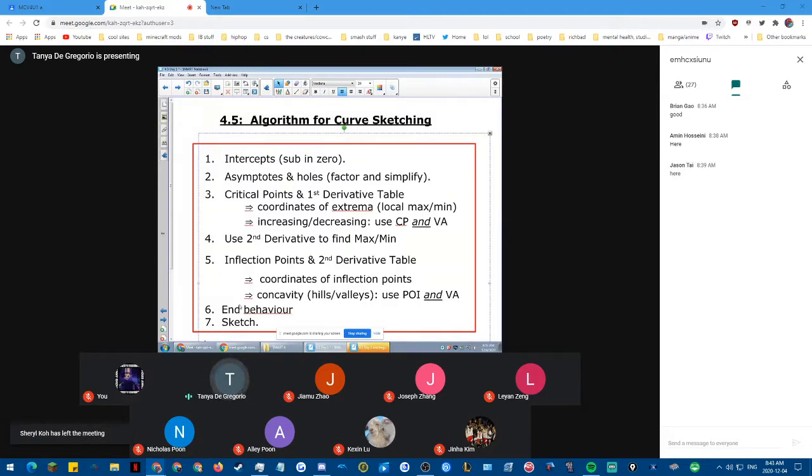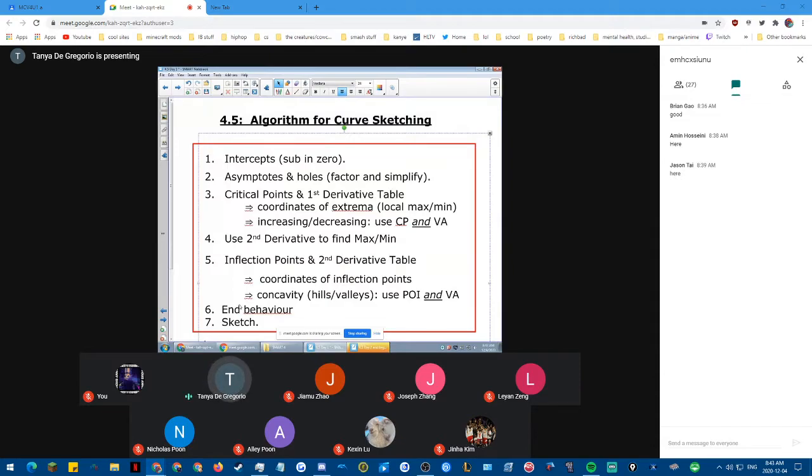So step one is your intercepts. You're setting in 0 for x or y to find your intercept. Number two, asymptotes and holes. For this, we're going to need to factor and simplify. Look at the denominator, set it equal to 0, and take the limit, and that's supposed to be under horizontal asymptotes, if defined.